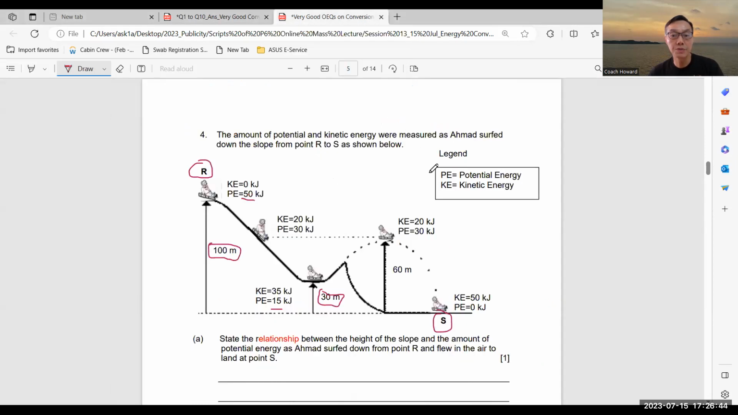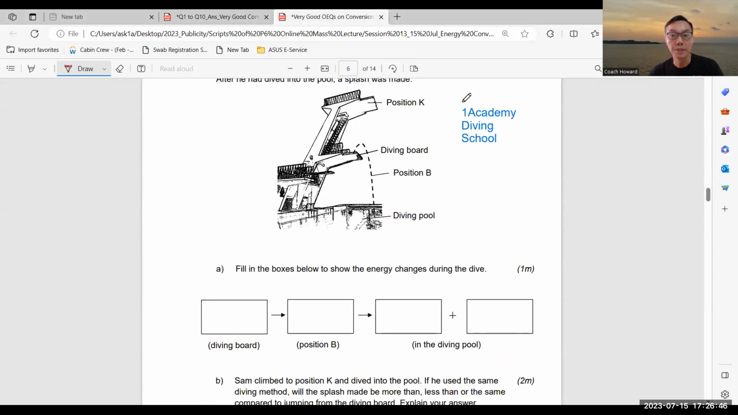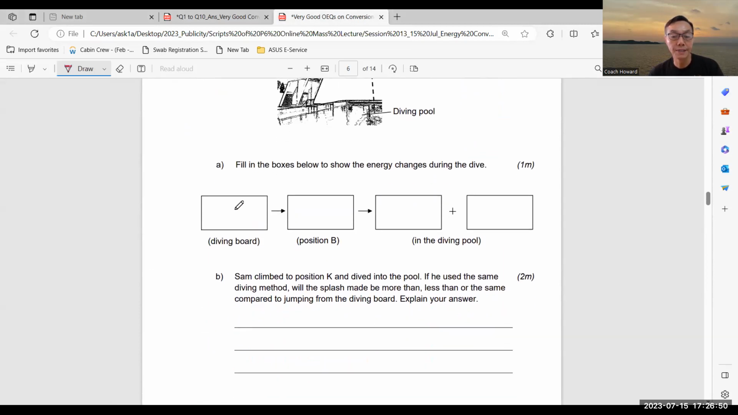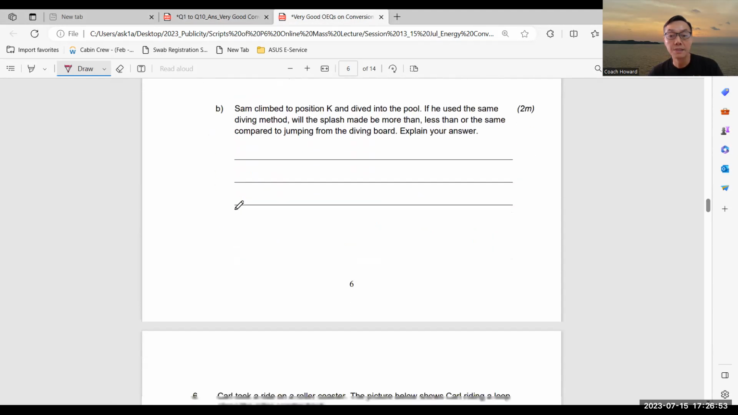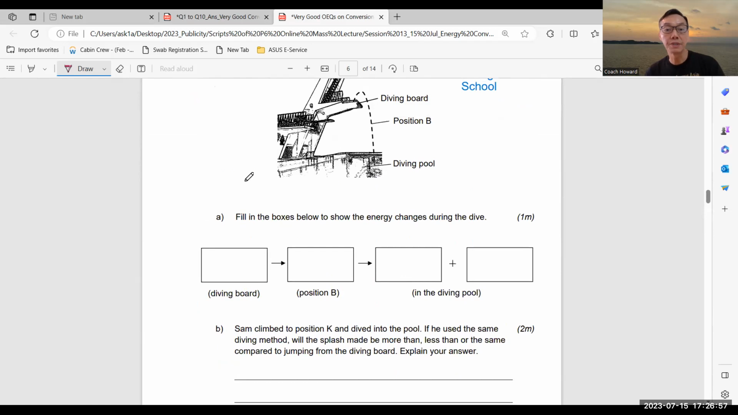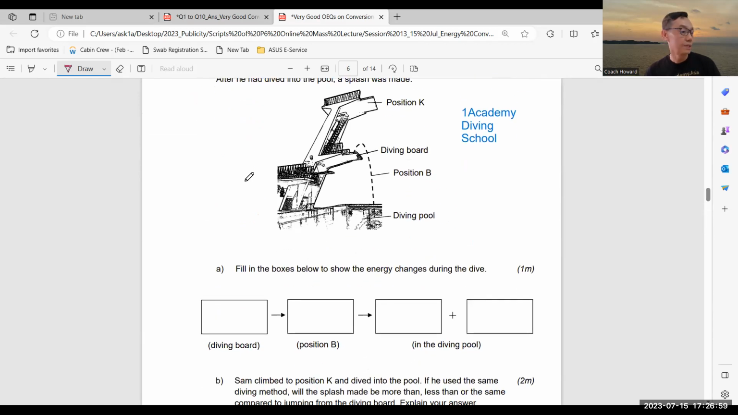For this question, I put here One Academy Diving School. So you put in the answers here, this part. I noticed I haven't keyed in the answer for this question, so this one we'll do it together.